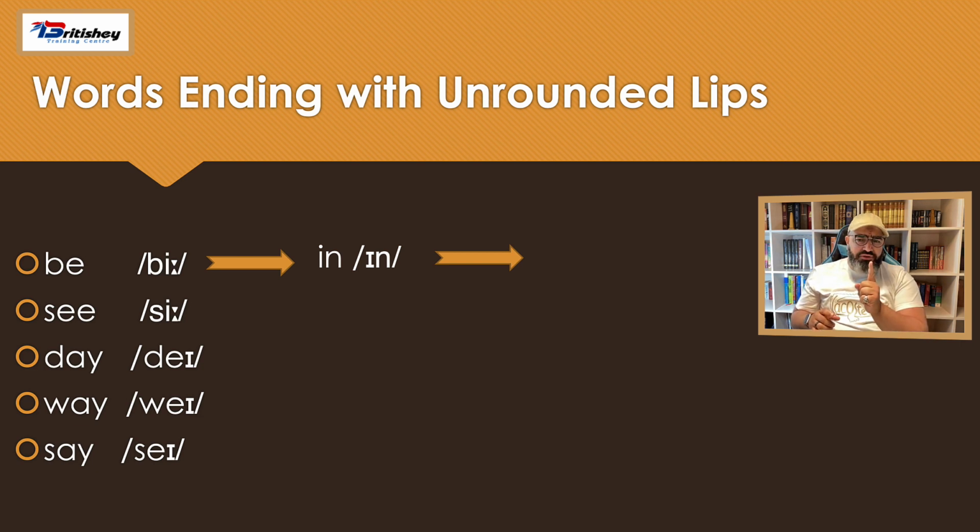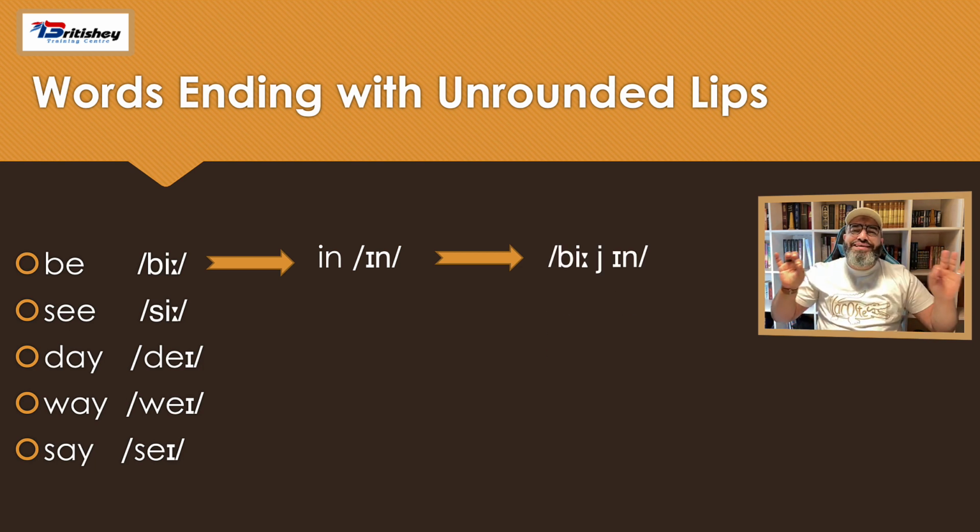Now what happened here? I added a sound. Look at this. I said be-yin. Now I added a yah sound. And this yah sound is an intrusive sound. And the reason why I call it an intrusive sound is because it is not originally part of the pronunciation of these words. It is added. It is an addition. It is an extra sound.